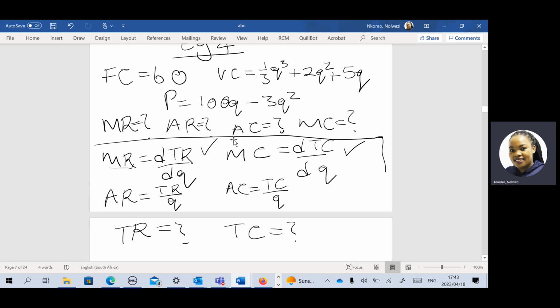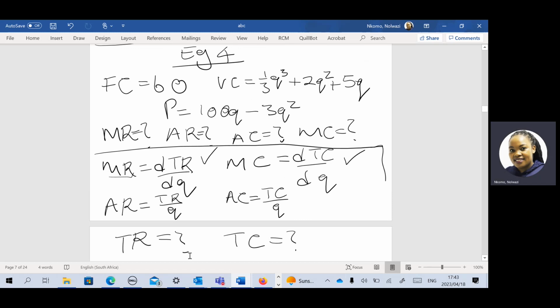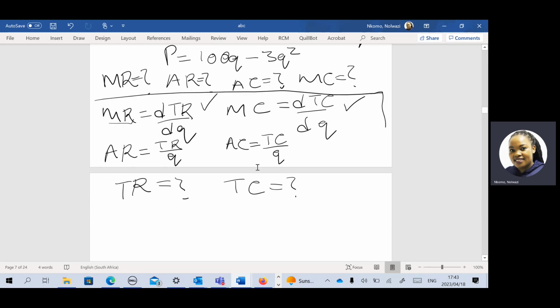Let's check what we are given, just to check if it will help us find these two. Okay, we have the fixed cost, we have the variable cost, we have the demand function. Okay, we know that the total revenue is the demand function times the quantity to be sold, right?